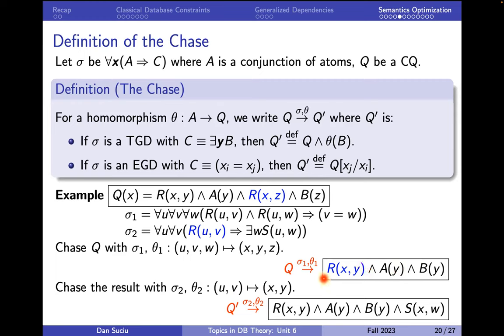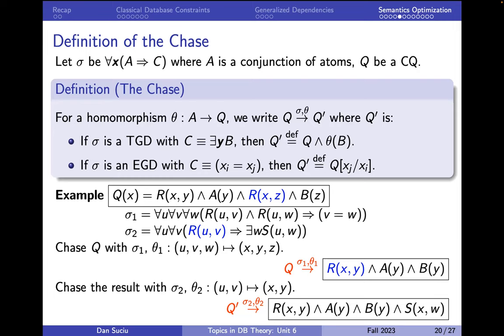So if I chase the result with the inclusion dependency, then I simply add S here, if that's what I needed. That's a fresh W, right? And that is a fresh W, very good. This has to be a fresh W. If it was called something already used, then we need to rename it. Yeah, this is a chase.